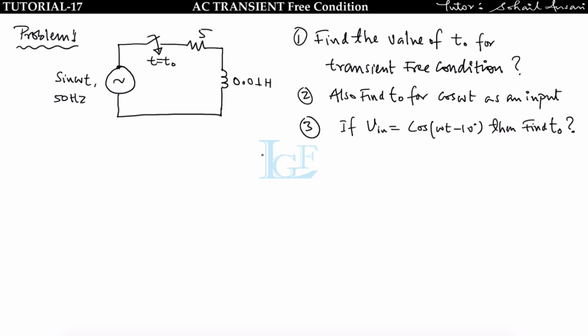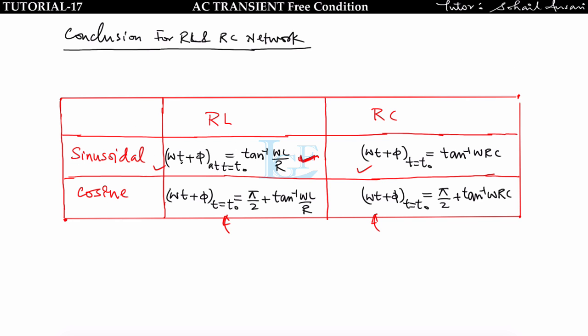Let us solve some problems. This has been asked in the GATE exam. Input is given as sin omega t and an RL circuit is given, and we have to find the value of t naught. The switch is closed at t equal to t naught. We have to find the value of t naught for the transient free condition. Now tell me, excitation is sinusoidal, the circuit is RL, and the switch is closed at t equal to t naught. Then which formula are we going to apply? We will apply the formula for an RL circuit with sinusoidal excitation.